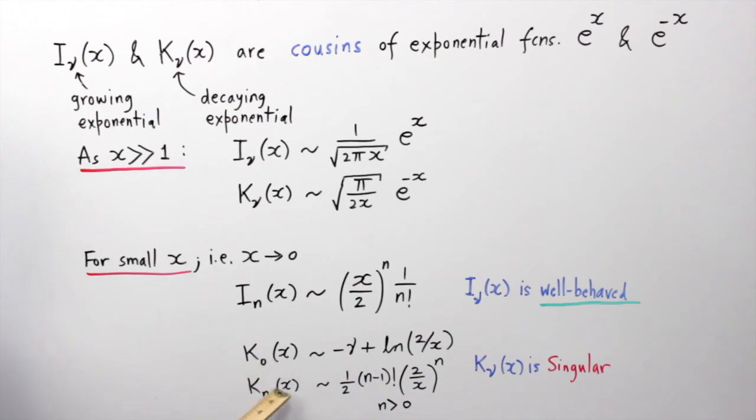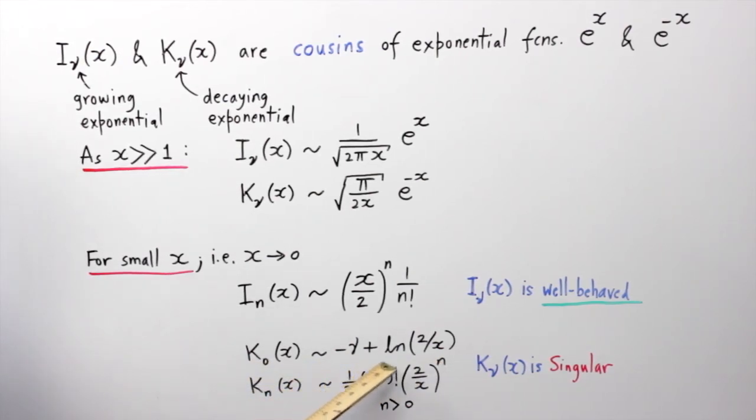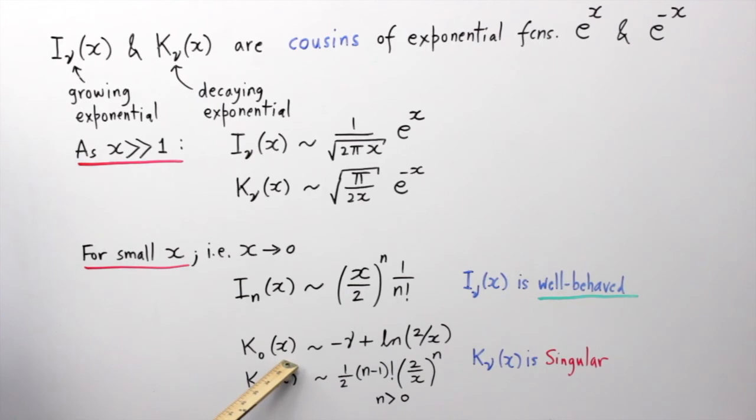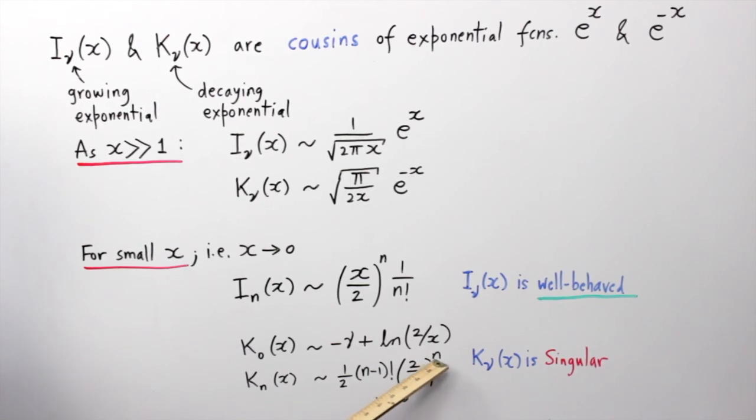these are the two cases represented here, K0 behaves in this way. It has a logarithmic behavior, log of 1 over x, and so as x vanishes, K0 blows up. Kn, when n is not equal to 0, behaves in this way, x to the minus n power, and so when x vanishes, again K_nu blows up. And so we can say that K_nu is singular for small x.